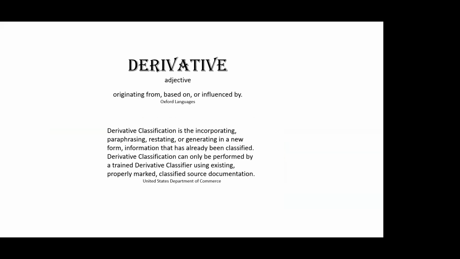The Department of Commerce says that derivative classification is the incorporating, paraphrasing, restating, or generating in a new form information that has already been classified. Derivative classification can only be performed by a trained derivative classifier using existing properly marked classified source information. Now, by classified source information, they are referring to those marriage records, those birth certificates, et cetera. That's what they're referring to there.